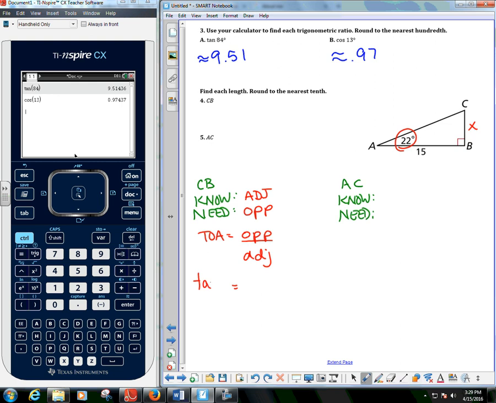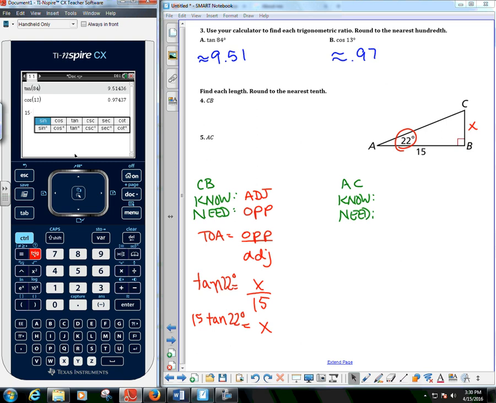So let's see, tangent of 22 degrees equals, the opposite is x and the adjacent is 15. So x equals 15 tangent of 22 degrees. So I come over to my calculator, I say 15 times, I hit the trig button, I toggle over to tangent, hit 22 and hit enter.